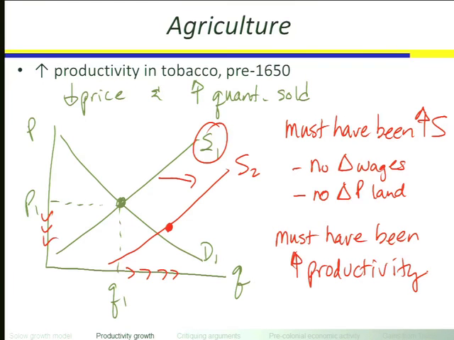So what do we conclude from this? That it must have been an increase in productivity. This is an example where we take the economic tools and reason from them to what must have happened historically, even in the absence of historical evidence. We don't have direct historical evidence about the increase in productivity. We do have historical evidence about all the other pieces, and so we use that to reason backwards to the increase in productivity.